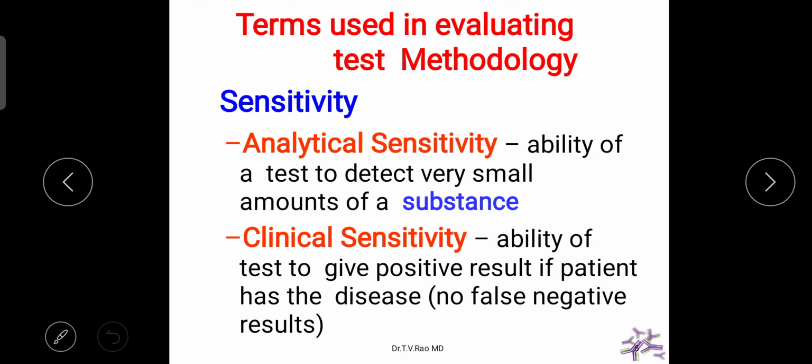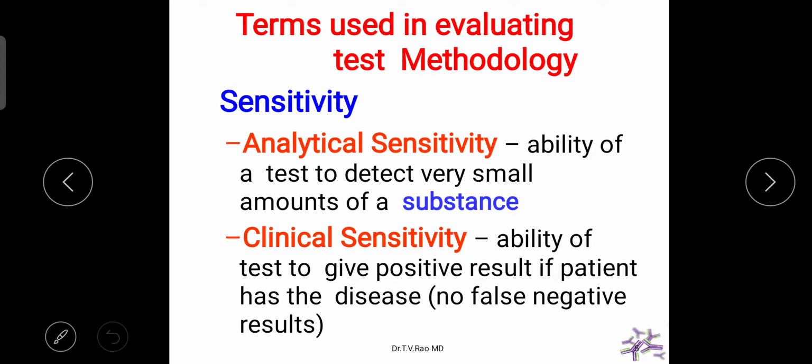Next, there are some terms we can see in this. The first one is analytical sensitivity. What is the meaning of analytical sensitivity? It is the ability of a test to detect a very small amount of substance. So analytical sensitivity means it is a test where we can identify a very small amount of substance like small bacteria, viruses. The second one is clinical sensitivity.